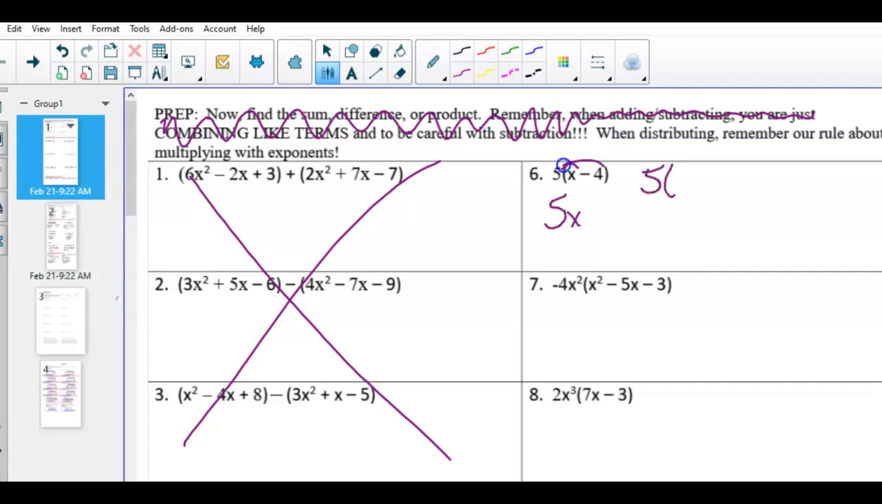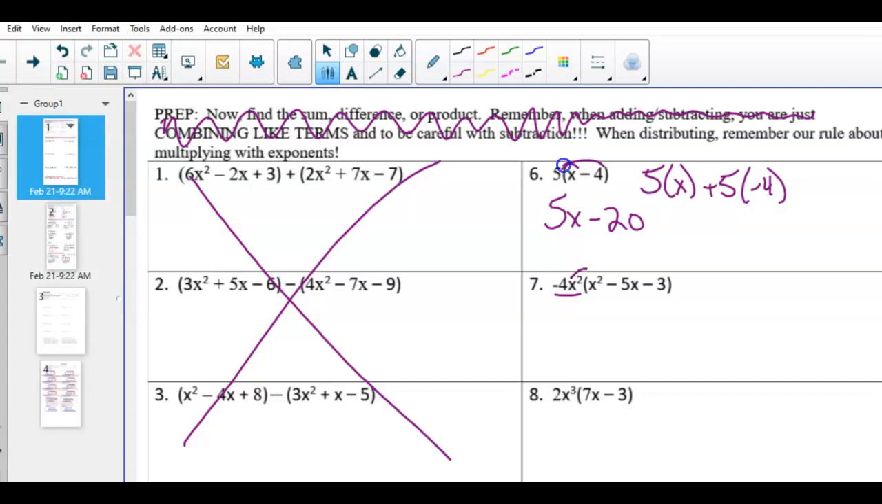Here, let me write it like this first. And then plus 5 times negative 4, which is negative 20. That part should not be new because we've been distributing since we started school and prior to that. What's a little different now is when you have terms that have exponents in. The only part that's different is you now have to remember your exponent rules. If you are multiplying like bases, you are adding your exponents.